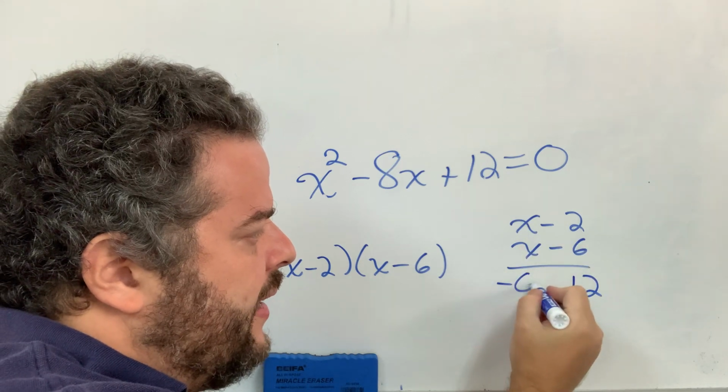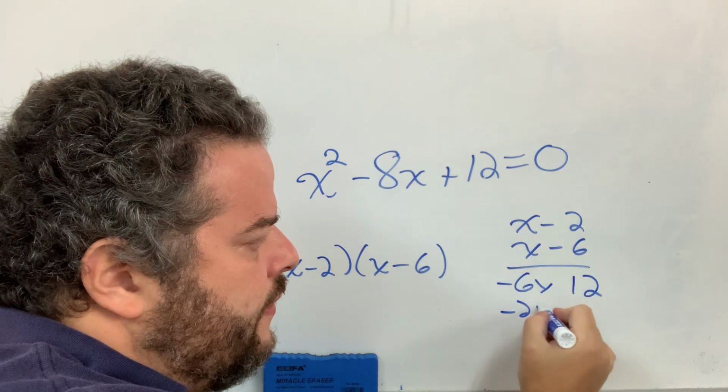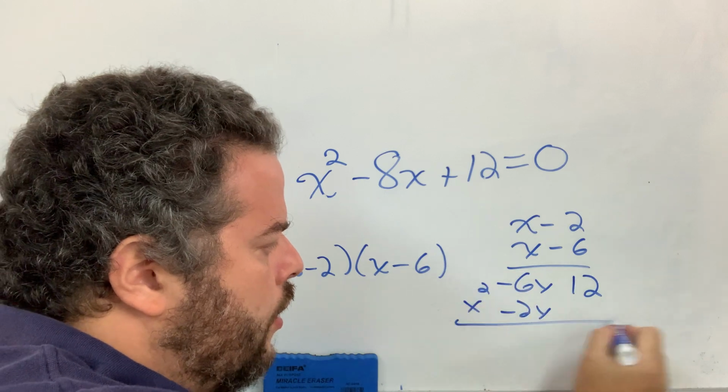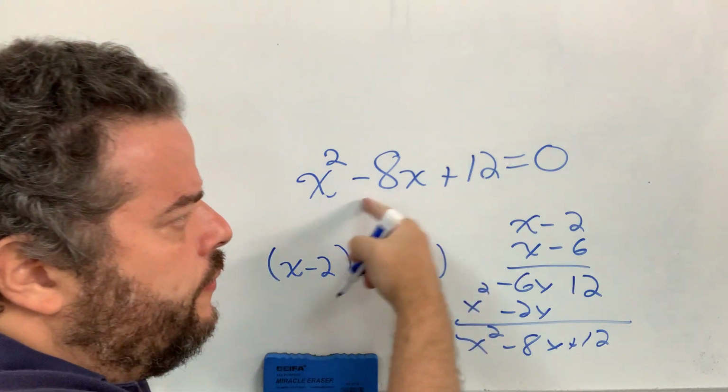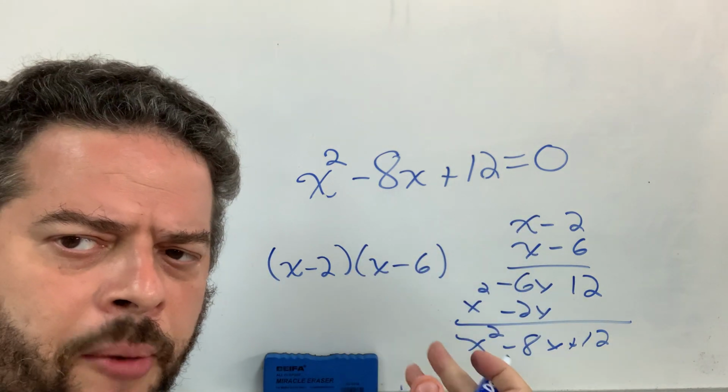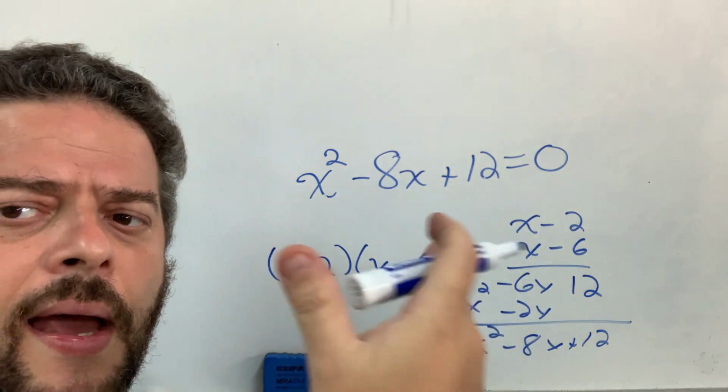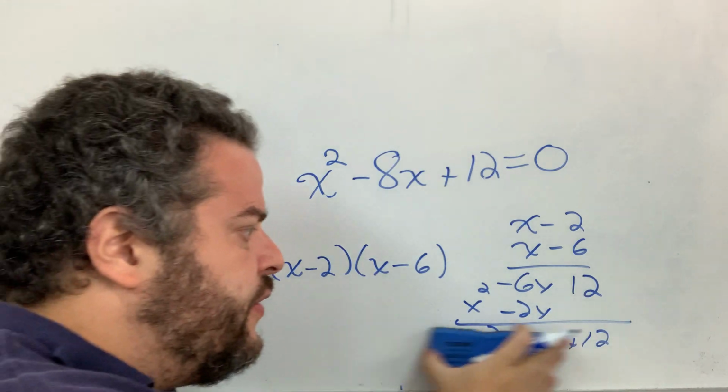Here I multiply, I get -6x, I get -2x, and I get x squared. When I add them, I'm left with the original function. So you know you're working properly. Again, you don't always have to confirm. I'm just showing you that this process is correct.